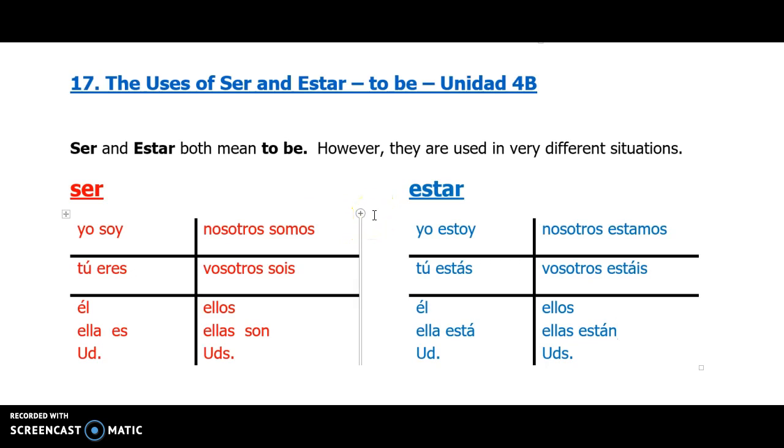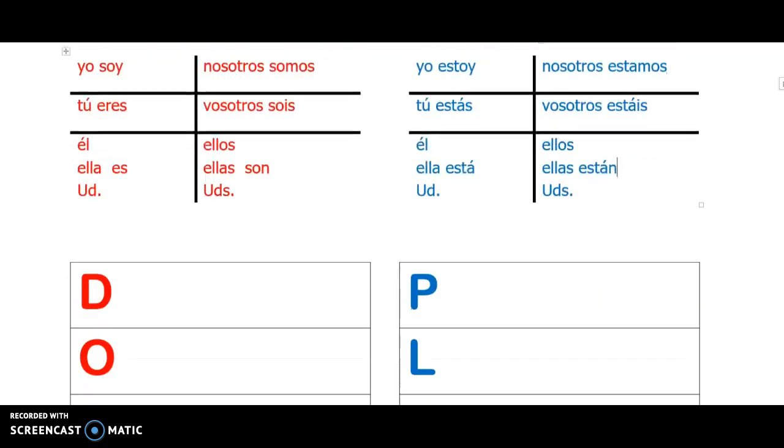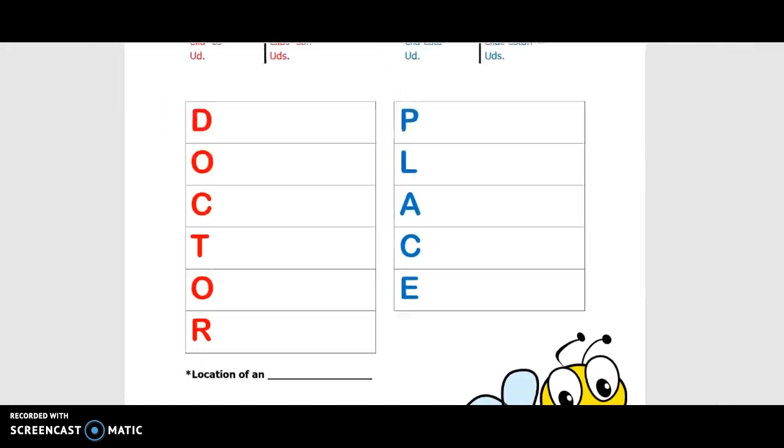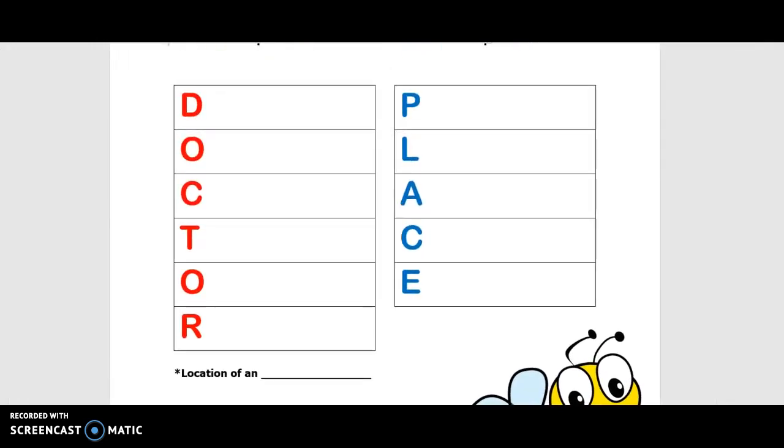So this is where things get a little interesting. It's how they are used. Ser tends to be for things that are more characteristic and estar for things that are more conditioned. And there's so many ways that people teach this. I've been taught this so many ways over the years and seen so many different ways. The one I seem to like the best, I did not make this up, so I cannot claim this at all, is using the acronyms DOCTOR and PLACE.